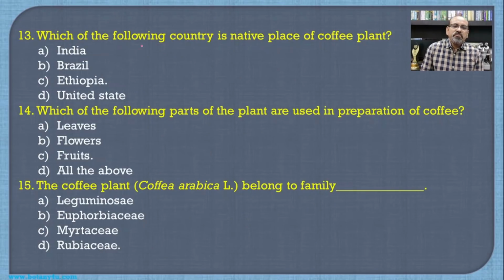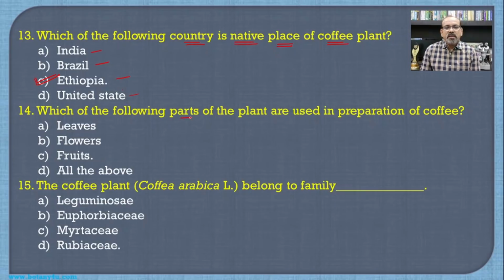Then which of the following countries is the native place of the coffee plant? So we have the different options, that is India, Brazil, Ethiopia and the United States. Out of that, here the United States and Brazil both are the native place of the groundnut plant, while Ethiopia is the native place for the coffee plant, and hence it is the answer.